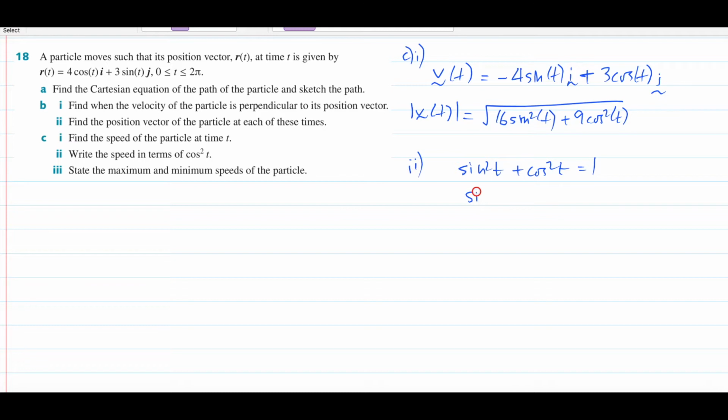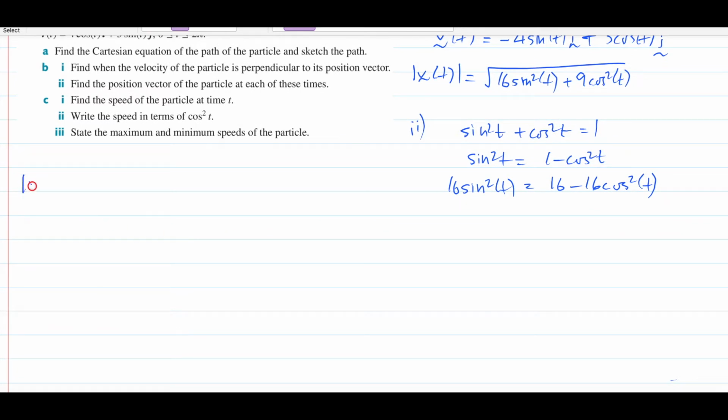That means sine square of t equals 1 minus cos square of t, meaning 16 sine square of t will just give you 16 minus 16 cos square of t. Okay, so we write that down over here. Magnitude, that means speed of the velocity. So that is equal to the square root of 16 minus 16 cos square. That's what our 16 sine square looks like. And then we just add it up with 9 cos square of t.